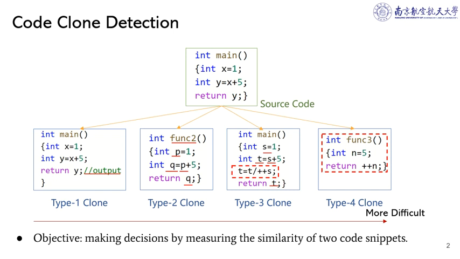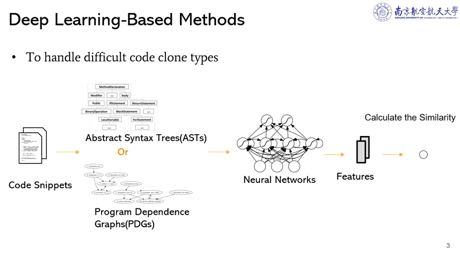From Type 1 to Type 4, accurate detection is getting more and more difficult. Many methods recently use deep learning-based algorithms to handle difficult code clone types, which includes three parts. First, transform code fragments into abstract syntax trees or program dependence graphs, and then use neural networks to extract feature representations, and finally, calculate the similarity to make decisions.